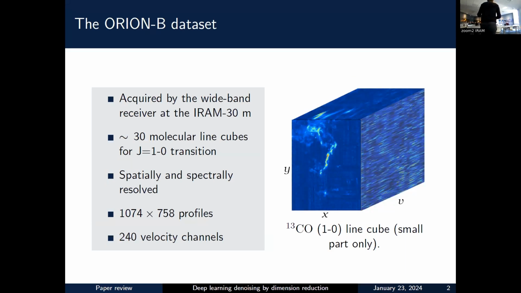So just a few words about the data that's already been presented by Jérôme. We have almost 30 molecular line cubes for the first transition that are spatially and spectrally resolved. There are about 1 million pixels and more than 200 velocity channels. And this is a part of the 13CO cubes.